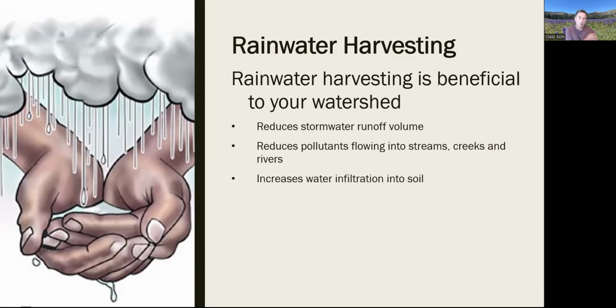Okay, so when we install or implement any kind of rainwater harvesting system into our landscape and onto our property, we're reducing our stormwater runoff volume. Okay, and I'll go into the importance of that in just a minute here. We're reducing pollutants flowing into our streams, creeks, and rivers, keeping our waterways clean. And we're increasing our water infiltration into our soil. And that's a really big one.